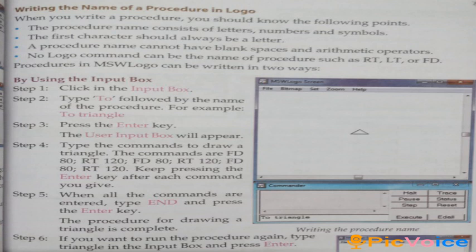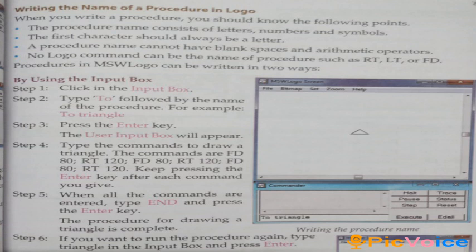Procedures in MSW logo can be written in two ways. By using the input box. Step 1. Click in the input box. Step 2. Type to followed by the name of the procedure. For example, to triangle. Step 3. Press the enter key. The user input box will appear.